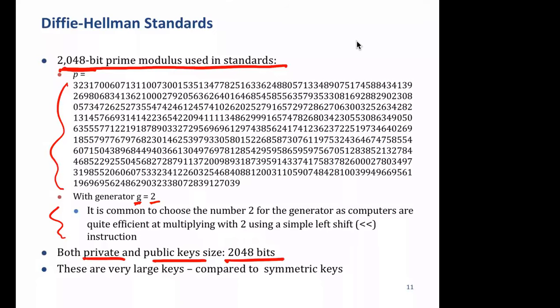Because P is of 2048-bit size, both the public key and private key are of the same size. Now note the difference between the keys used in Diffie-Hellman, or asymmetric key encryption, versus symmetric key encryption. Symmetric encryption key size is very small compared to this. What was the key size used in symmetric key encryption? Can anybody remember?